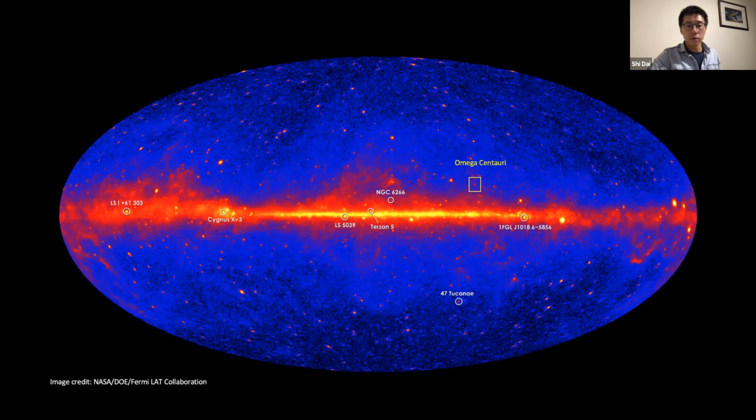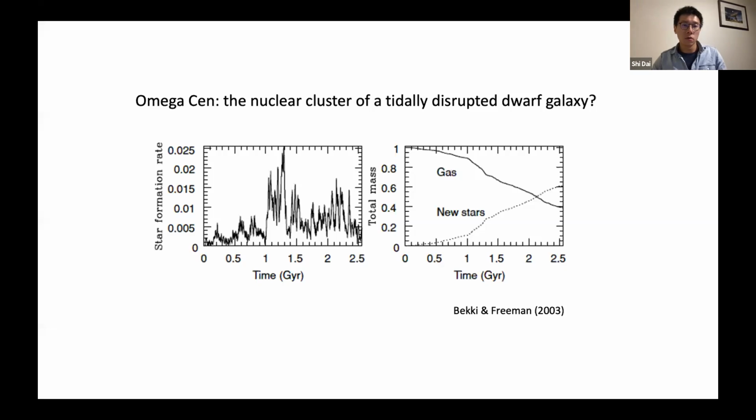But apart from optical, Omega Cen is also a relatively bright source in gamma ray, as you can see in this Fermi sky map, along with a few other massive clusters like 47 Tuc and Terzan 5. These very unique features of Omega Cen have led to the suggestion that it was actually the nuclear cluster of a tidally disrupted dwarf galaxy.